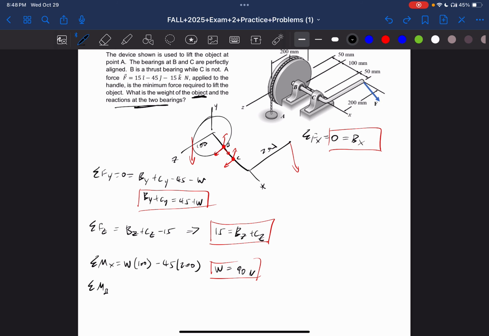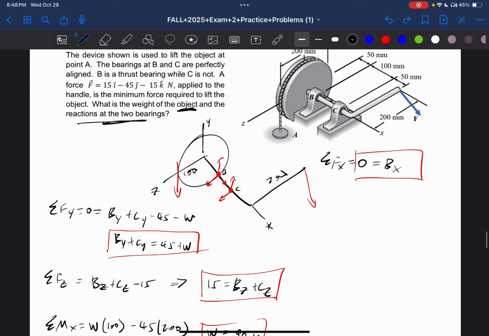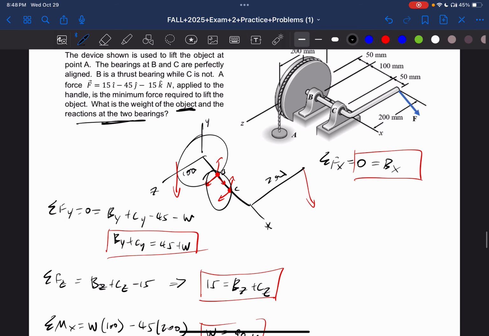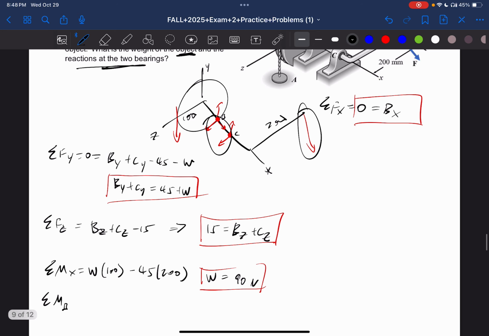If we do some of the moments in the Y direction, we're gonna have these two and this. So basically, if we do the sum of the moments in the Y direction, we're gonna have these two unknowns and this known, so we're gonna have BZ in terms of CZ, and we have this and this here, so we can solve for that.